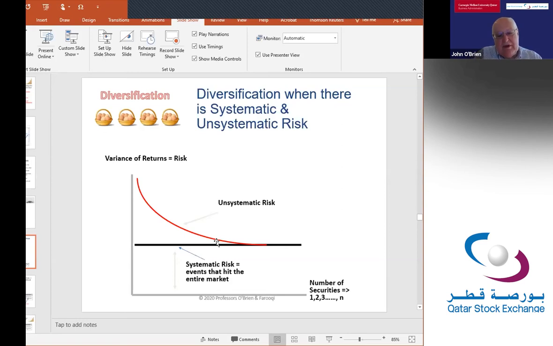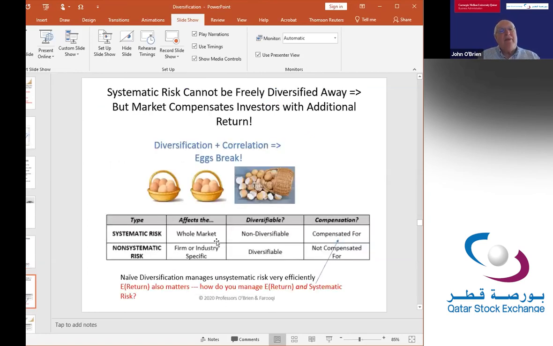Naive diversification can only bring you down to that sort of level where we've freely got rid of everything except for our systematic sources of risk. So the lesson here is that systematic risk cannot be freely diversified away. It affects the whole market. It's not diversifiable, so diversification is not going to help you. So therefore, the market will compensate you.